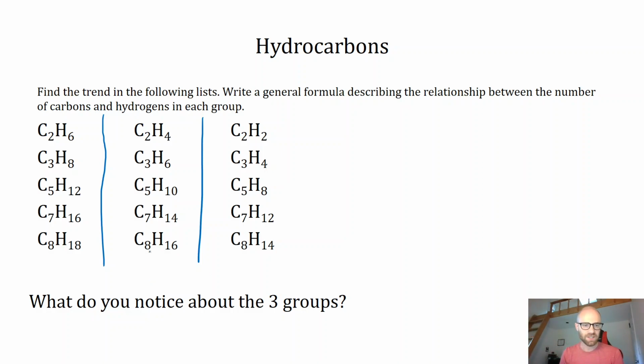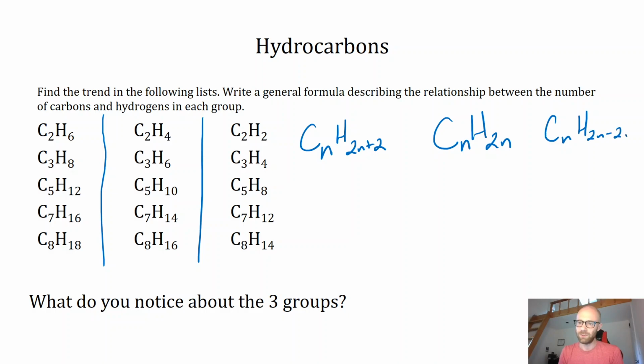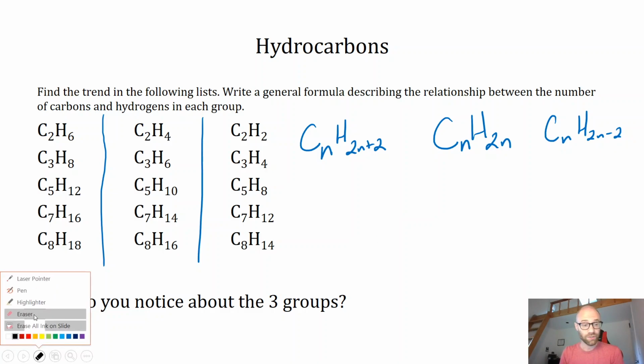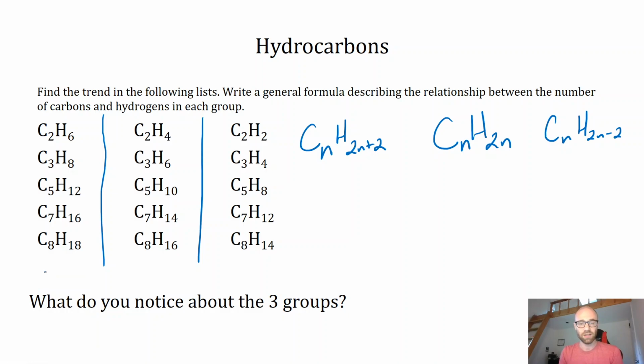Okay, I'm going to start with this middle one first. It should be pretty straightforward. If I have N carbons, it would appear that I have 2N hydrogens. There are twice as many hydrogens as there are carbons every single time. For the first one, it should be 2N plus 2. And for the third one, you get 2N minus 2. Oops, too many N's. If you got something else that works, great. These are the ones we're going to go with.